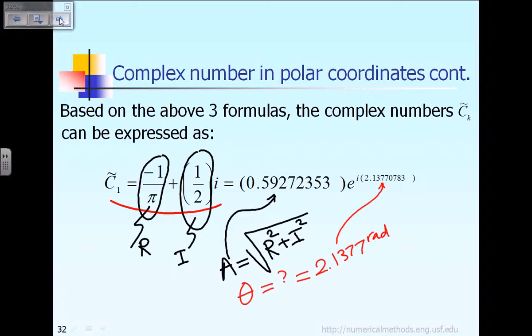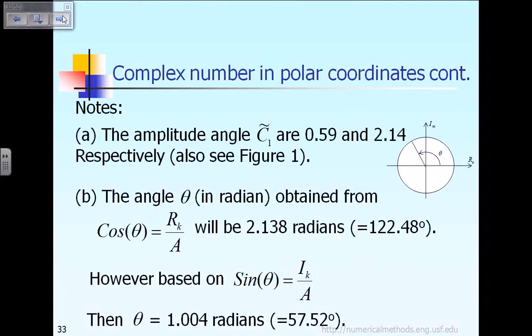But keep in mind the fact that for that complex number C tilde 1, the real part R is negative, whereas the imaginary part I is positive. It is important to recognize that, okay? So let's see the next slide.